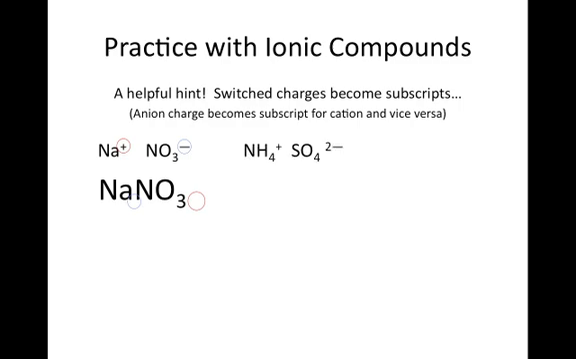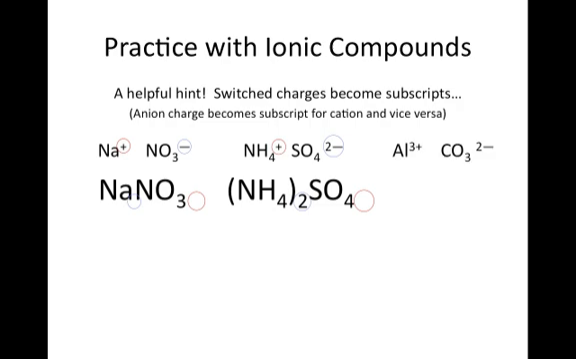We need to switch the charges and make them the subscripts. We see here that the NH4 occurs in parentheses. This is because the NH4 must stay together because it is a polyatomic ion. However, we must have 2 of them because the charge on the anion is minus 2. We need to switch the charges and make them the subscripts. So we should have 2 aluminums and 3 CO3s.